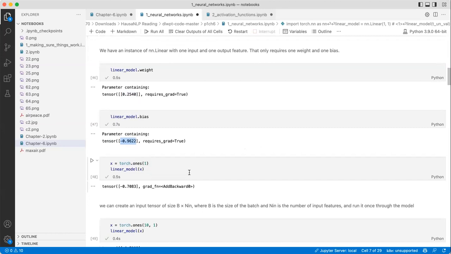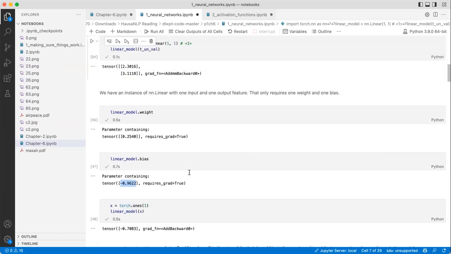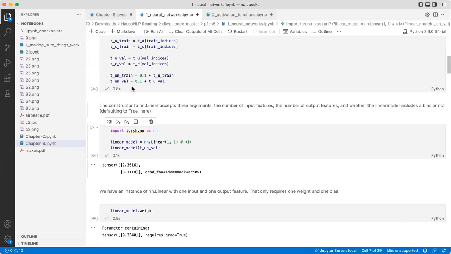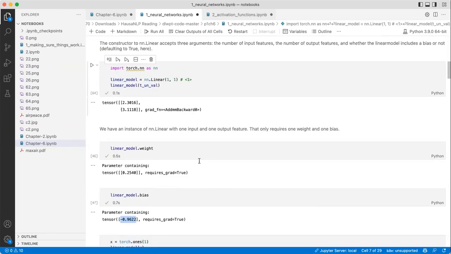Okay, can you go a little bit up, Dr. Ibrahim? Okay. So here we train a model, right? We want to do a linear model. We have nn.Linear, and its arguments are basically the input size and output size, which are 1, 1 here. And now we say linear model, t_u_val. Val is the validation set, right? Yes, here. Okay, right.